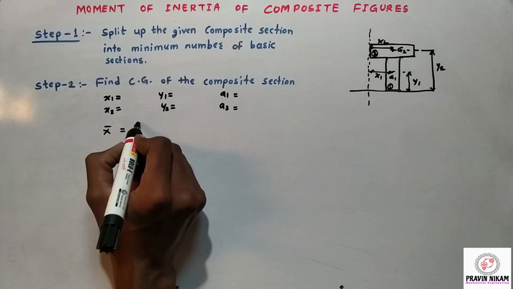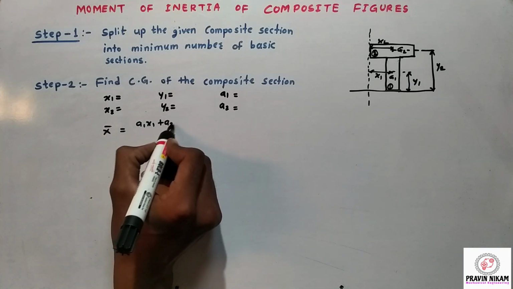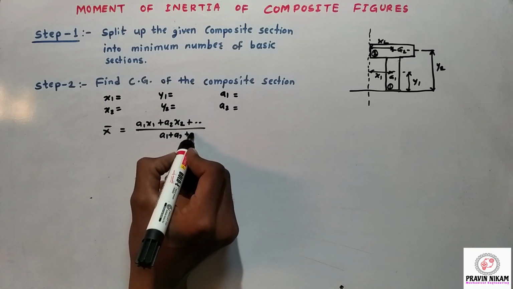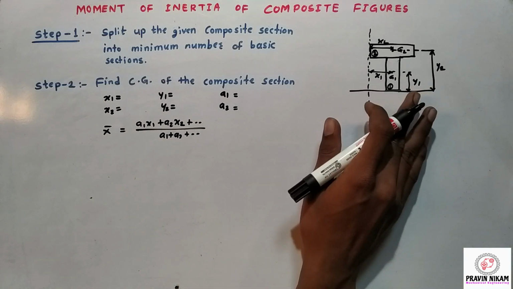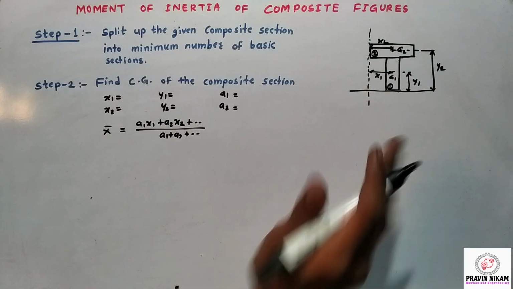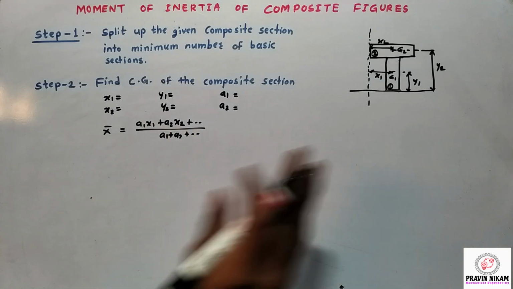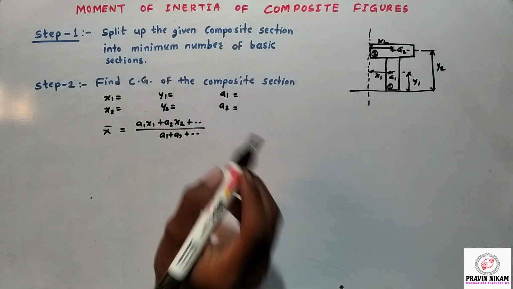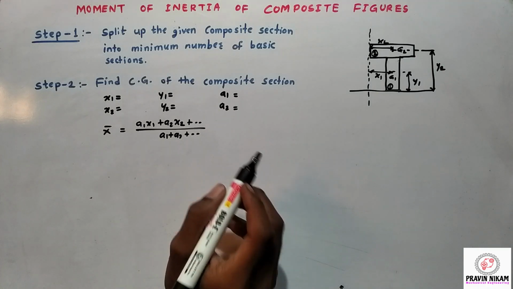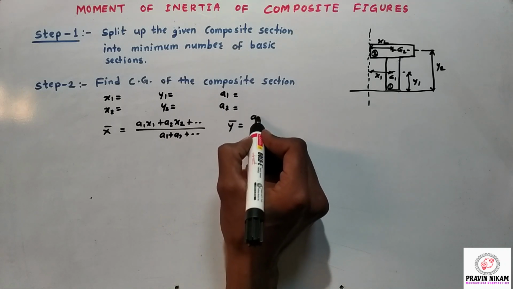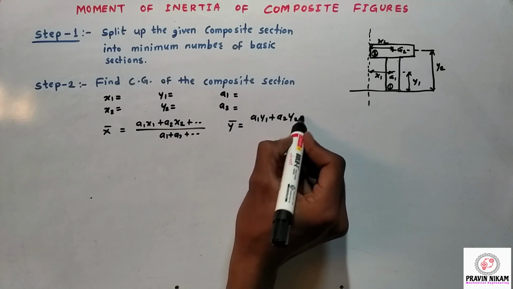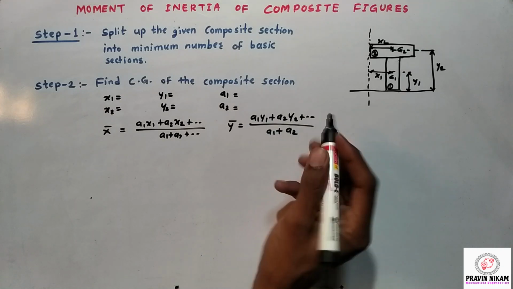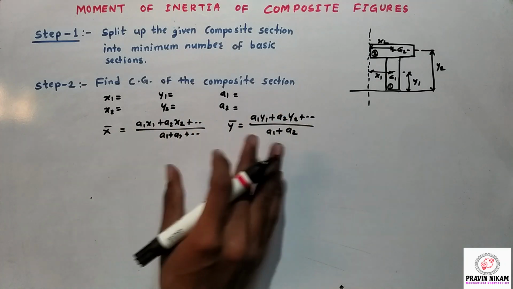So x bar we know is (a1x1 + a2x2 + ...) divided by (a1 + a2 + ...). In this composite section there are only two basic sections, so it is limited up to 2. If there is an I section, then there are 3 sections, so a3x3 and a3 also come in. Also y bar is equal to (a1y1 + a2y2 + ...) divided by (a1 + a2 + ...). In this way, you can find x bar and y bar.